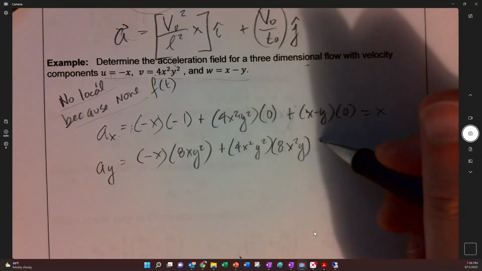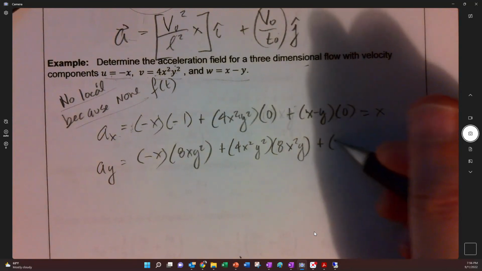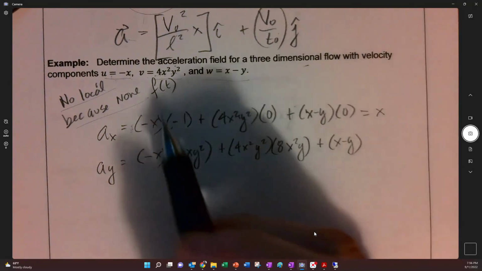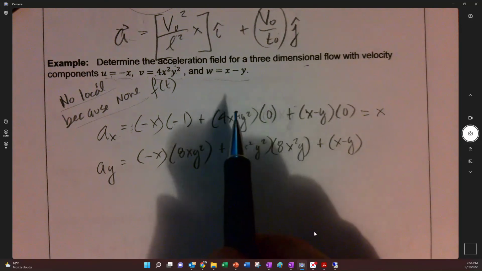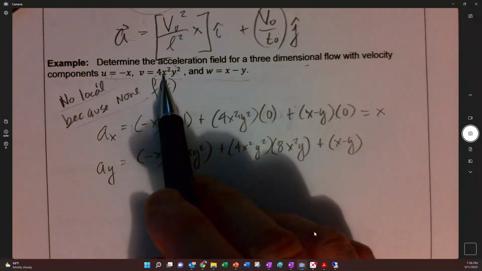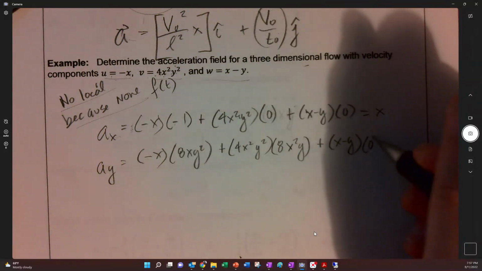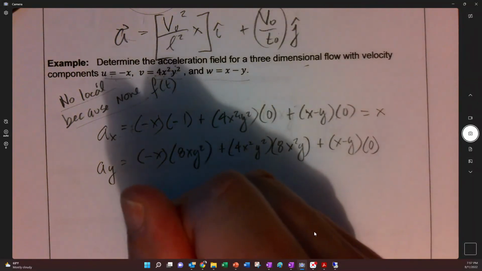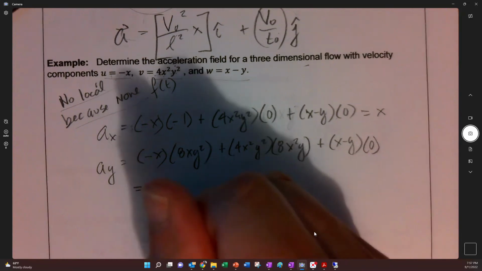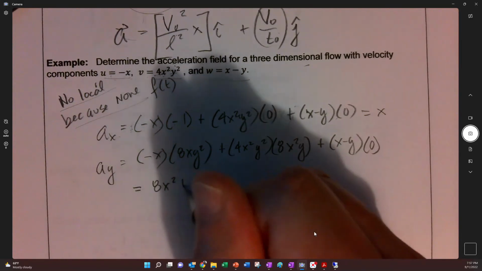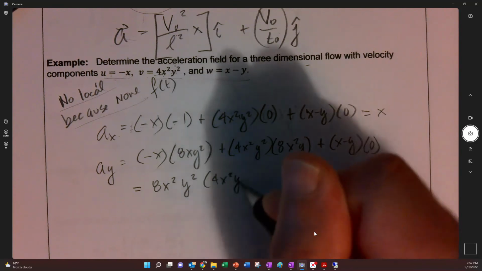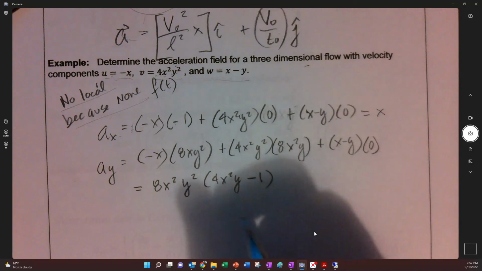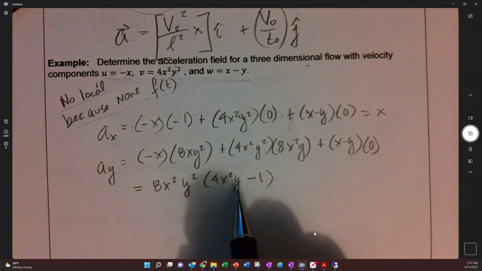And then lastly, we're not doing this in class. That's what I've decided right now. We're going to take the w, x minus y, and multiply it by del v, del w, which is going to be 0. So this one turns out to be, once you group things together, 8x squared y squared, 4x squared y, I said minus 1. And I'm wondering why.